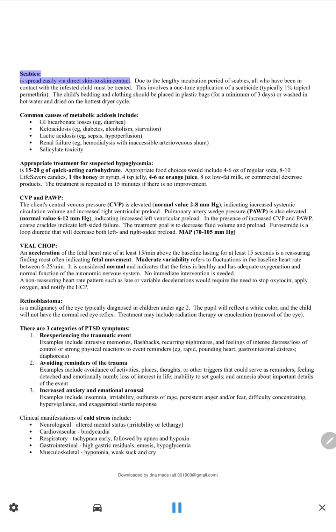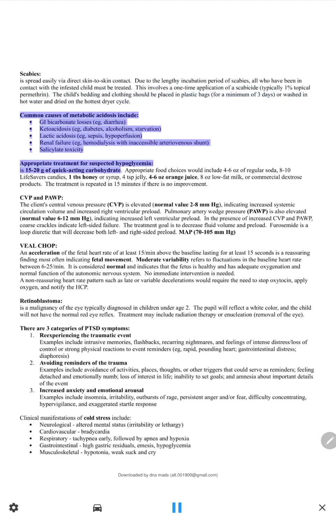Scabies is spread easily via direct skin-to-skin contact. Due to the lengthy incubation period of scabies, all who have been in contact with the infested child must be treated. This involves a one-time application of a scabicide, typically 1% topical permethrin. The child's bedding and clothing should be placed in plastic bags for a minimum of 3 days, or washed in hot water and dried on the hottest dryer cycle.